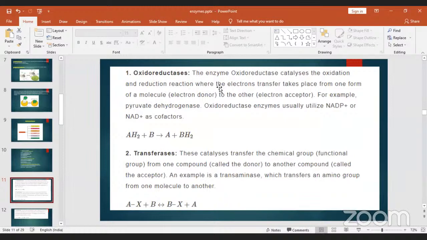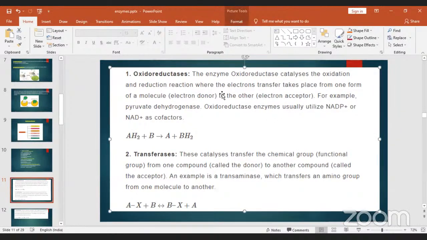These oxidoreductases catalyze oxidation and reduction of substrates, usually involving hydrogen transfer. Oxidoreductases catalyze the oxidation and reduction reactions, where electron transfer takes place from one molecule to another molecule. An example given is pyruvate dehydrogenase.